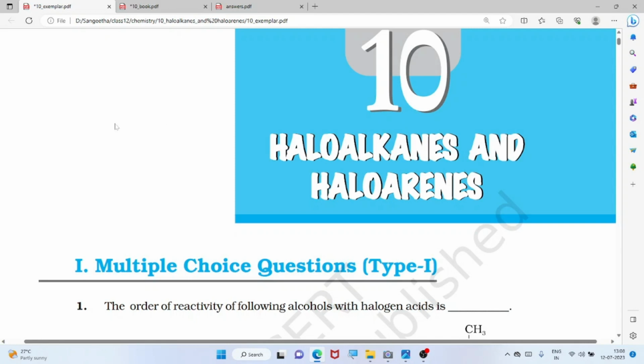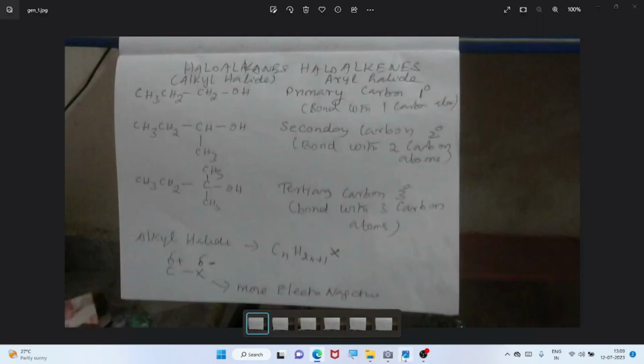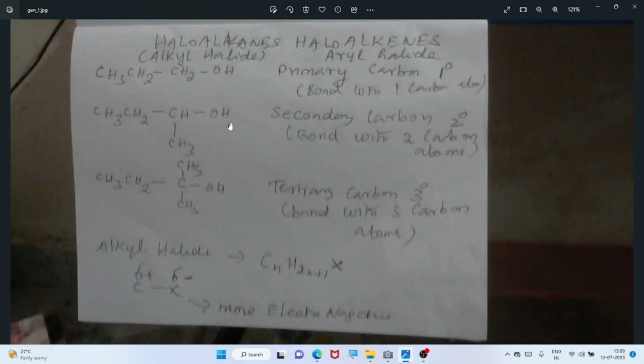Okay, we will go through the exemplar questions in class 12 chemistry chapter 10, Haloalkanes and Haloarenes. So before going through it, we will see some basic information. Haloalkanes, that is alkyl halides, and haloarenes, that is aryl halides.